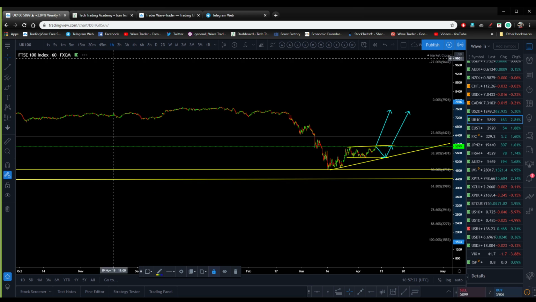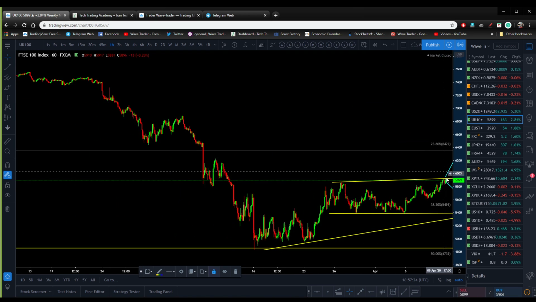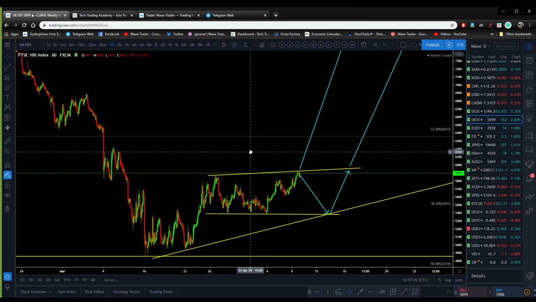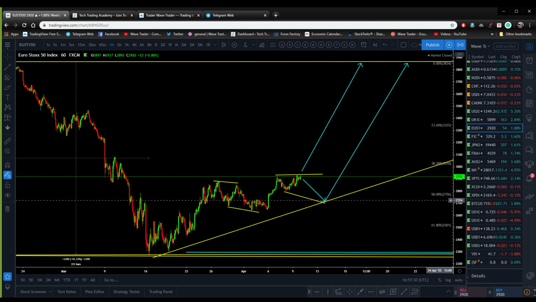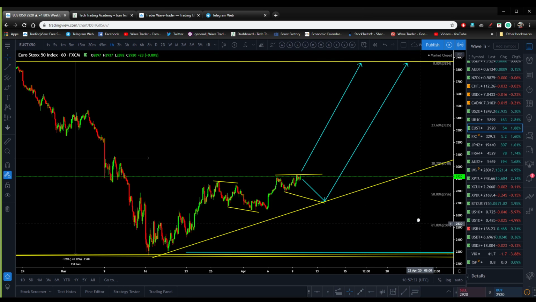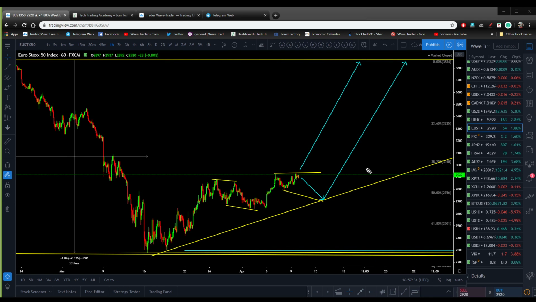US equities are recovering more aggressively compared to the European. So this is what you are looking for next week. Same on the Euro stock. This chart I think is enough rather than looking at the bigger time frame.